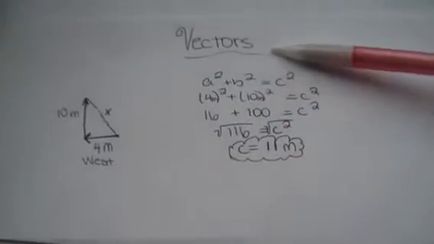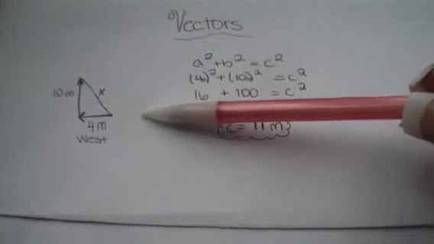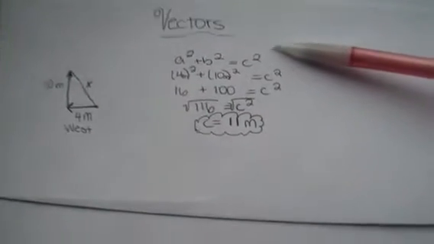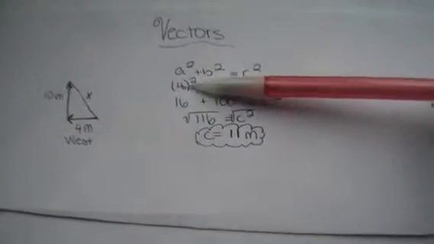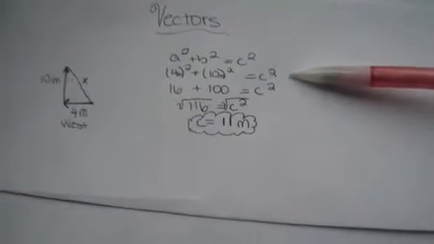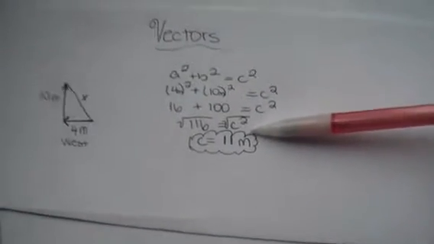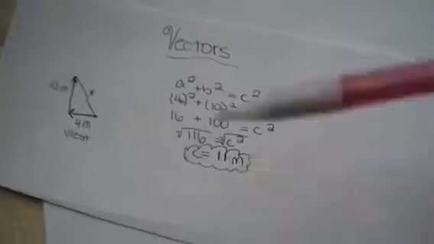Vectors. Black Widow is running from the Incredible Hulk. She runs 4 meters west before the Hulk throws her 10 meters north into a wall. To solve for the resultant vector, you're going to use the Pythagorean theorem, which is a squared plus b squared equals c squared. Once you plug in the numbers and find the square root of 116, you will get your resultant vector of 11 meters.